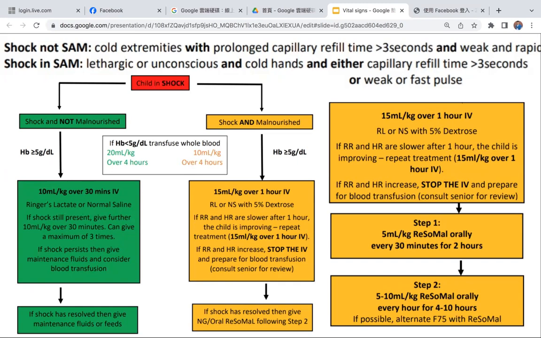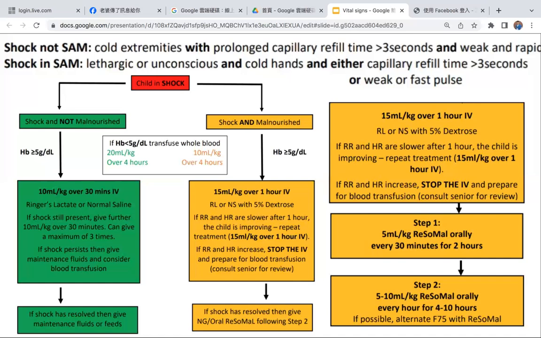Because if the patient is not malnourished but has shock, we can transfuse whole blood at 20 ml per kilogram over 4 hours if hemoglobin is less than 5 grams per deciliter. For patients with no malnutrition, if after the blood transfusion he is still in shock, we can consider fluid resuscitation with Ringer's lactate or normal saline at 10 ml per kilogram over 30 minutes.